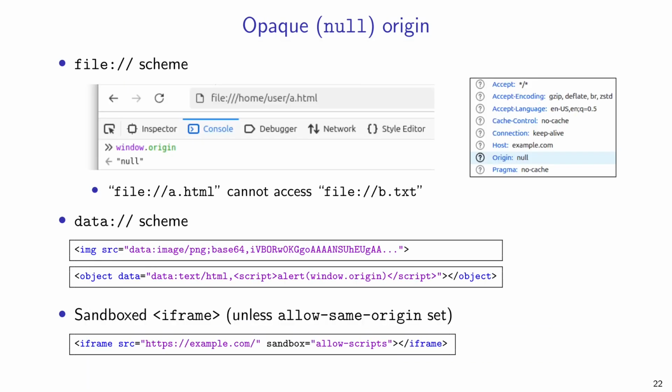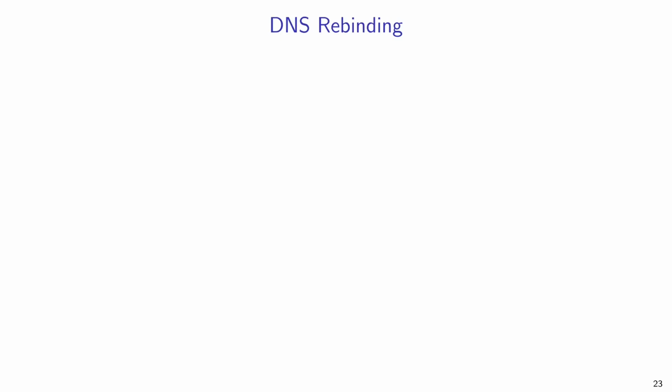So that's a quick overview of the null origin. There are other contexts where it might appear, but these are the most common ones you are likely to encounter in practice. As the last topic of this lecture, let's look at the DNS rebinding attack.